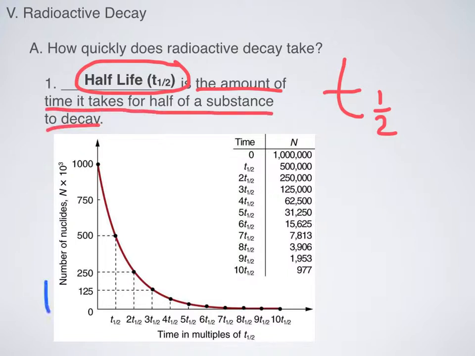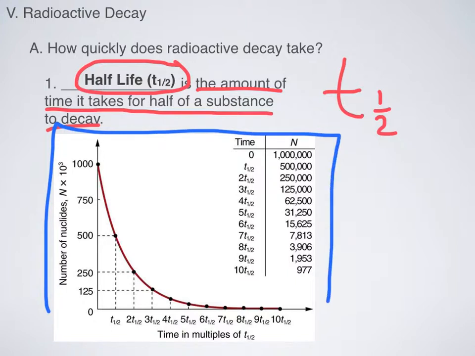Now, why is that so important? Well, it's important because we see the same repeating pattern over and over again. So, for example, let's take a look at this graph. At time 0, I have 1,000,000 of something. That would be right here on my graph. After one half-life, I literally have half left. So I now have 500,000, which would be right here.